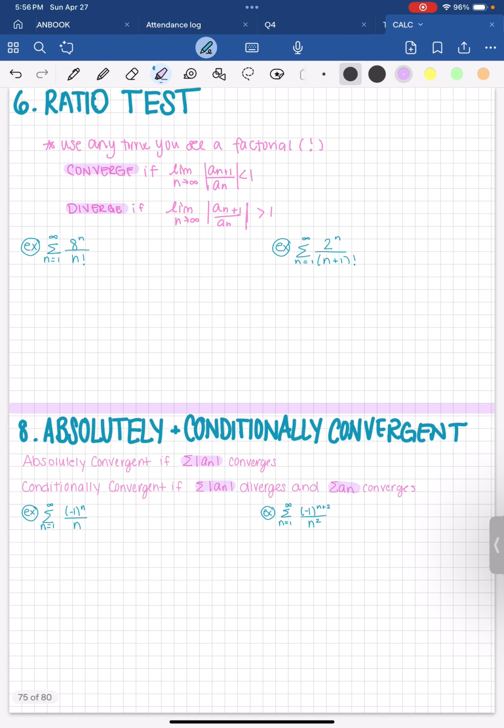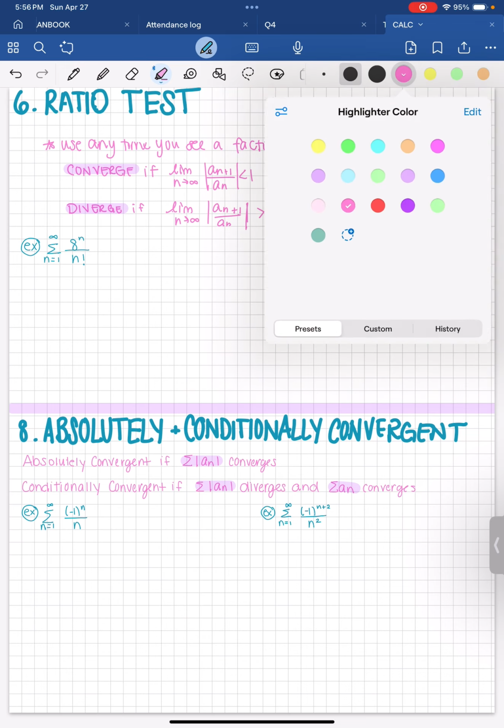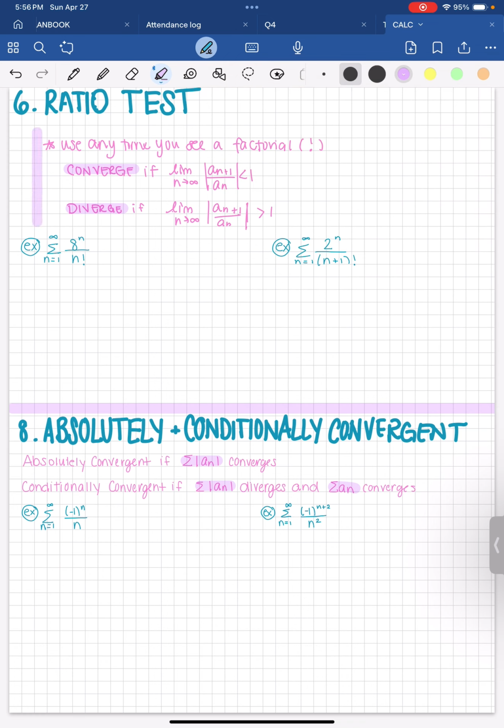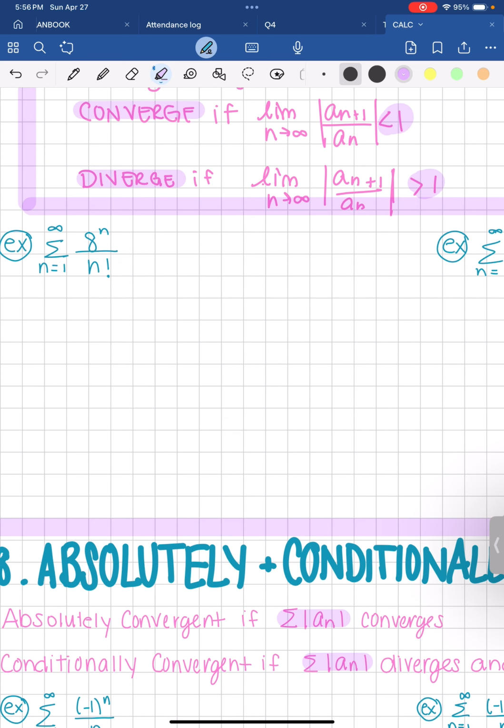All right, the ratio test. I don't know why. If I had to pick a favorite, it would be this one. Let's highlight it so it matches everything. I think I used purple. So the ratio test, the dead giveaway to use the ratio test is there's going to be a factorial. And we're going to converge if the absolute value of a sub n plus 1 over a sub n is less than 1. And we're going to diverge if it's greater than 1. So let's do it. I just love this test.